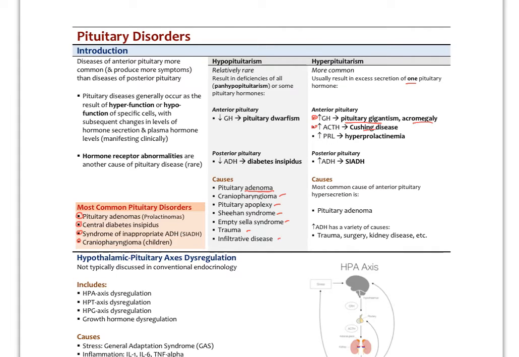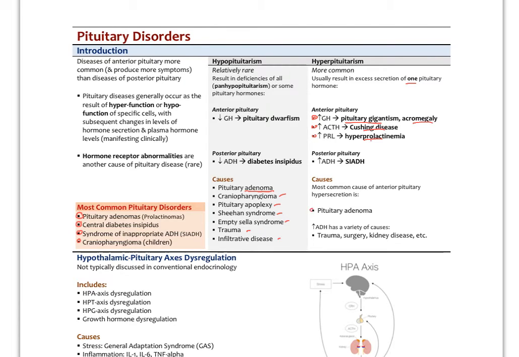Increased ACTH would be Cushing's disease, and then increased prolactin, hyperprolactinemia. Posterior pituitary would be increased ADH, that would be SIADH. Notice I didn't put TSH or the gonadotropins, and that's because adenomas with those are very rare. It can happen though, so got to keep that on your list.